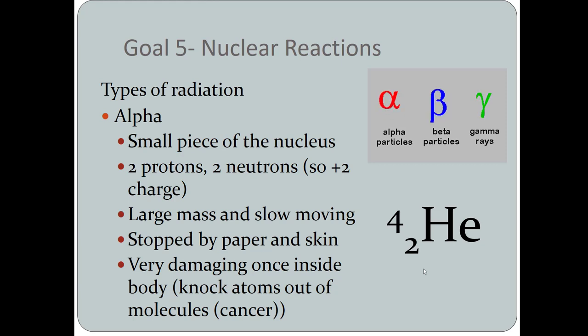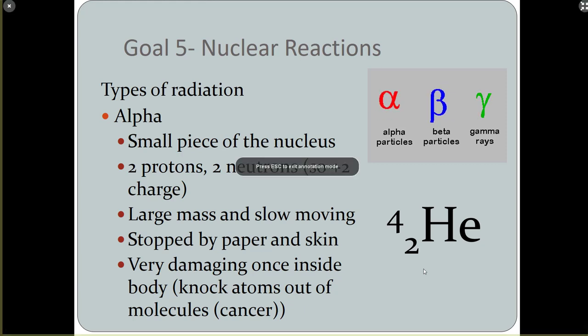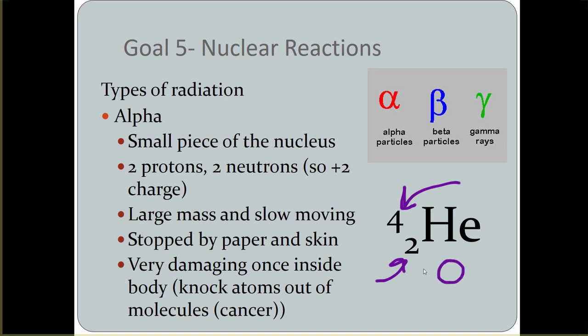So what is an alpha particle? It is a small piece of the nucleus. It looks like, smells like, tastes like, is what I say, a helium nucleus. So the symbol of your alpha particle is the symbol of helium, and then the mass is 4 and our proton number is 2. So really what this looks like is two protons and two neutrons.